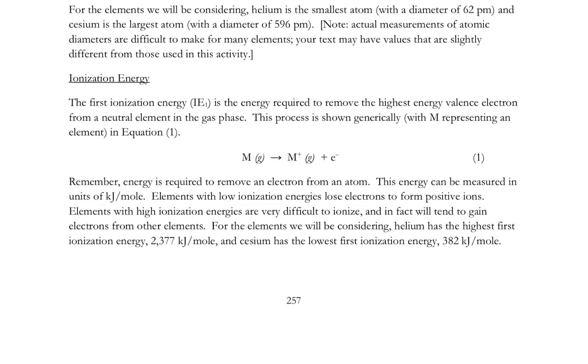Ionization energy, the first ionization energy, is the energy required to remove the highest energy valence electron from a neutral element in the gas phase. So it's given by that equation 1. The ionization energy increases from left to right on a given period, and it increases going up on the periodic table, up a given family.